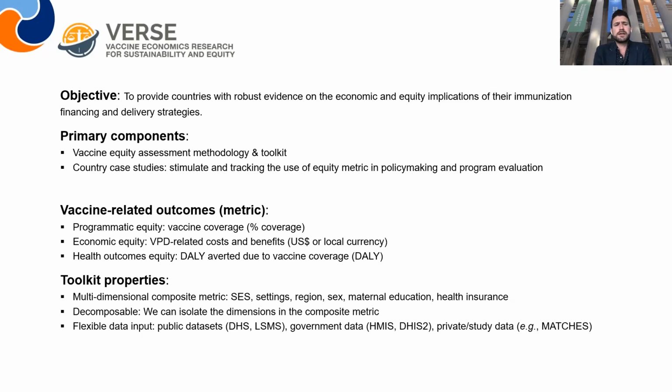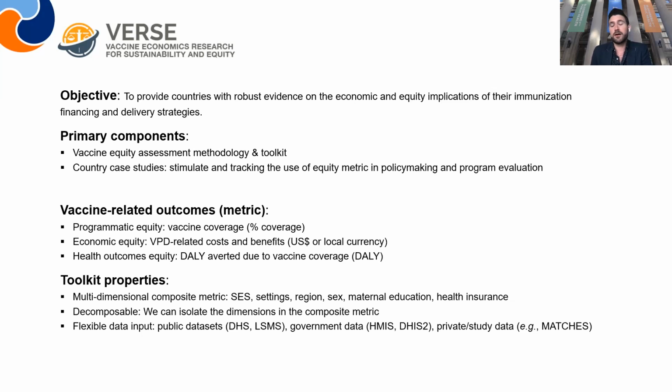And the toolkit contains a number of different components. So there's multidimensional equity assessment. So we take a look at, primarily in the base case, socioeconomic status, urban-rural designation, region, geopolitical region typically, sex of the child, maternal education level, and health insurance coverage. But you'll see for some settings, we've added other things into that as well, and it's pretty flexible.